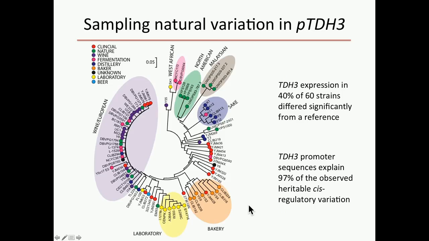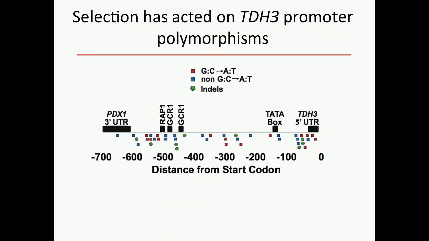Okay, so if we're going to compare our mutations to natural variation, we need natural variation. We've taken advantage of a collection of yeast strains that have been isolated from a variety of environments. There is variation for the TDH3 gene in those. Some of that is caused by cis-regulatory variation, and of that cis-regulatory variation, 97% of it is explained by variation in the promoter. So we're going to characterize that promoter variation.